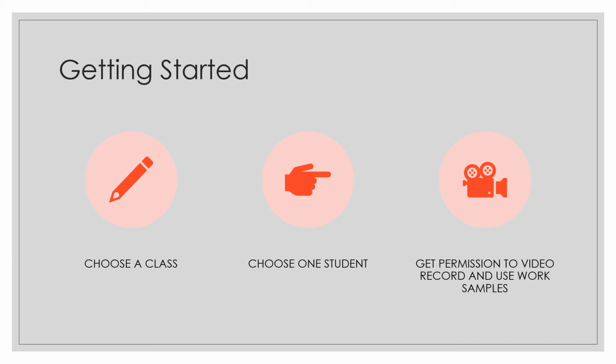The first step in getting started is to choose one of the classes that you're working with, if you have more than one class. And then you're going to choose one student in that class. And you need to get permission to video record and to use the student's work samples. So part of the choice of which student to use might be which parents will give you permission to work with their child.